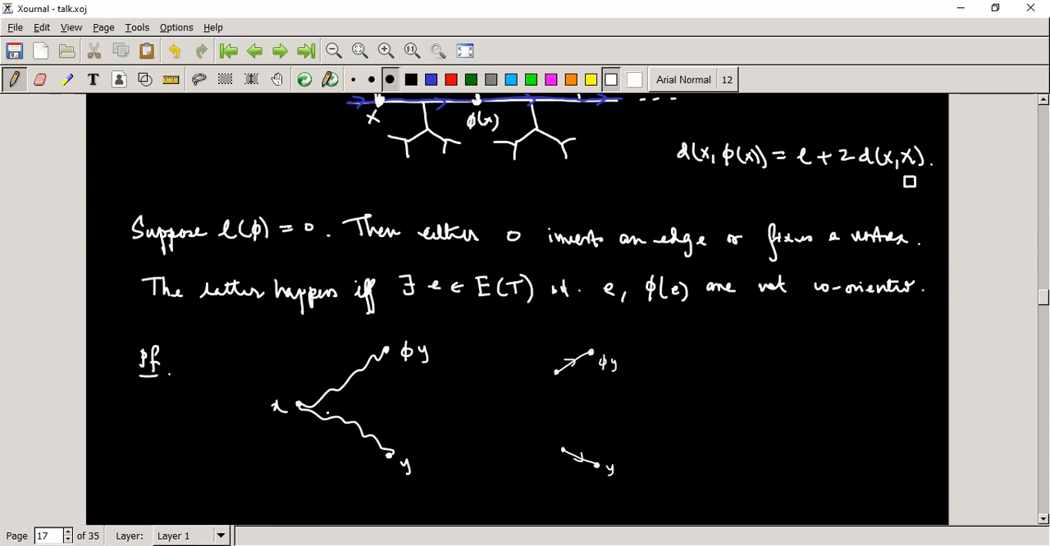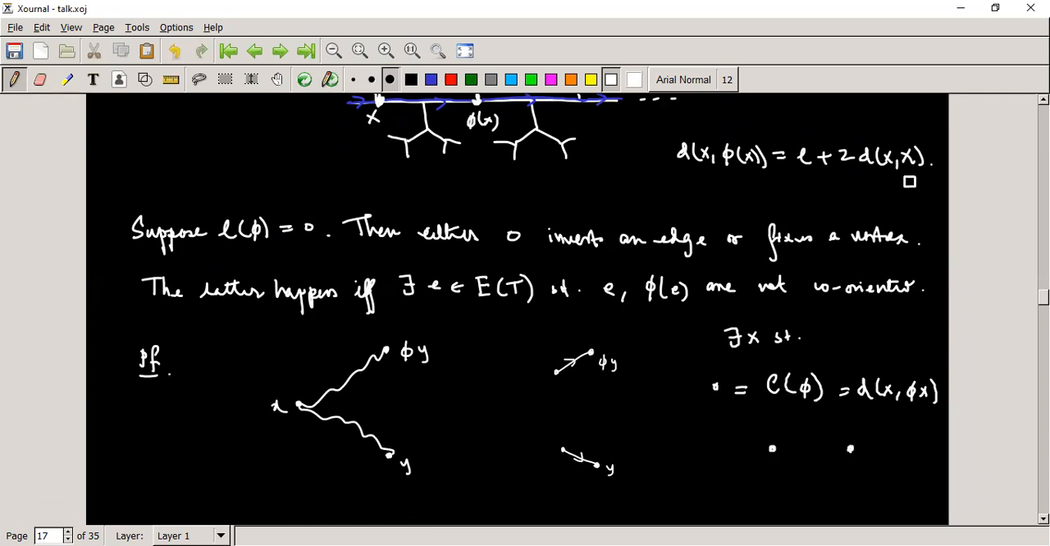Because L phi equal to zero implies that there exists some x which is fixed under phi. So this is quite clear, right? Because the distance L phi has to be realized. So there exists some x certainly for which it is. So L phi is realized. So there exists some x such that L phi equals d(x, phi x). And this is zero. If x is a vertex, we are done. But what if x is not a vertex?